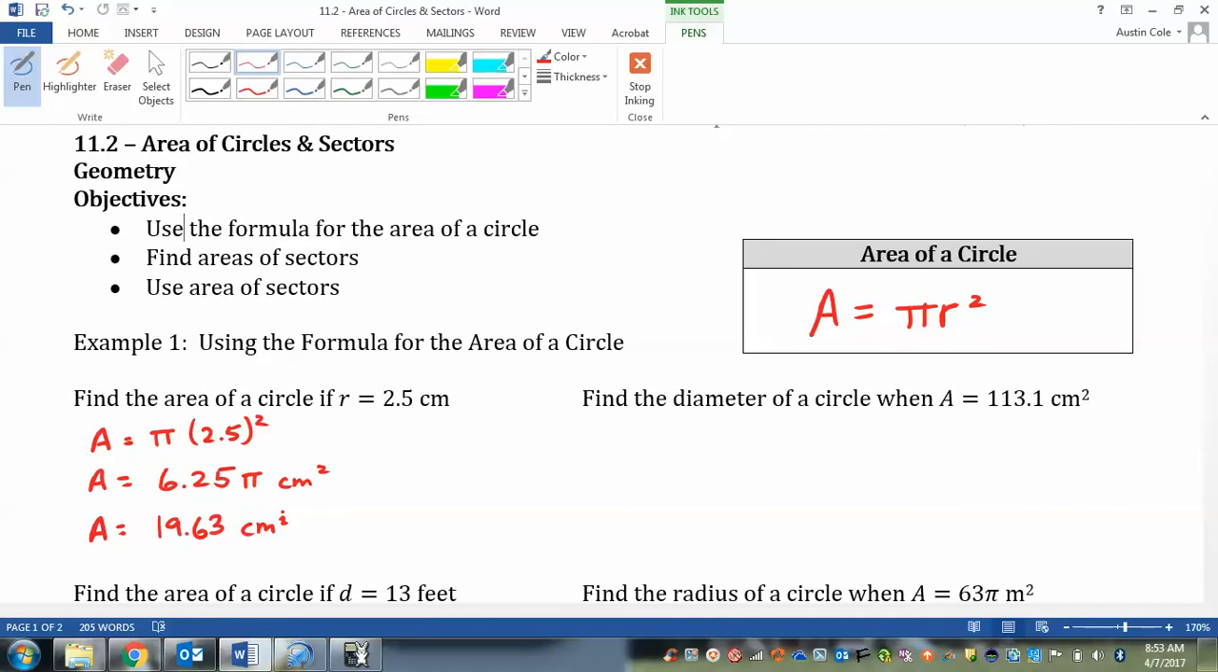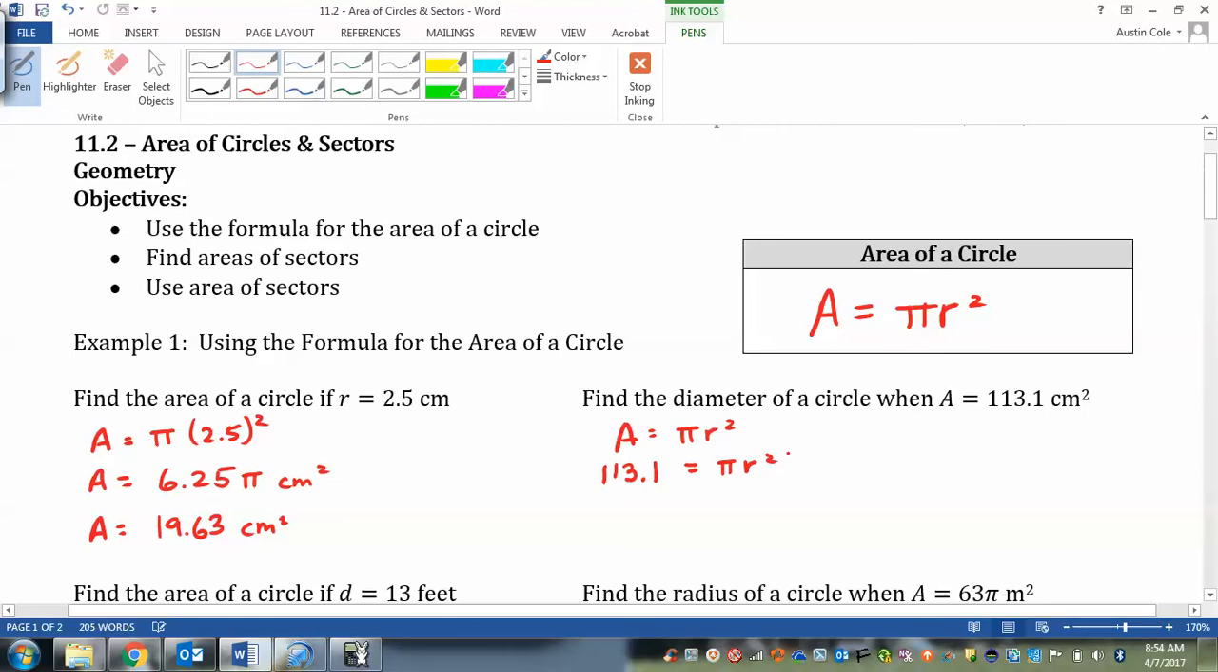All right, the second one says find the diameter of a circle when the area is 113.1. So I'm going to use my formula again. Area equals pi r squared. Plug in what we know, in this case where we know the area. So 113.1 equals pi r squared.